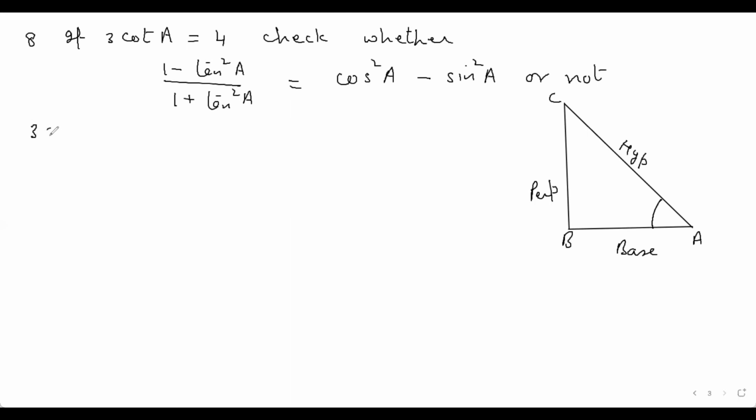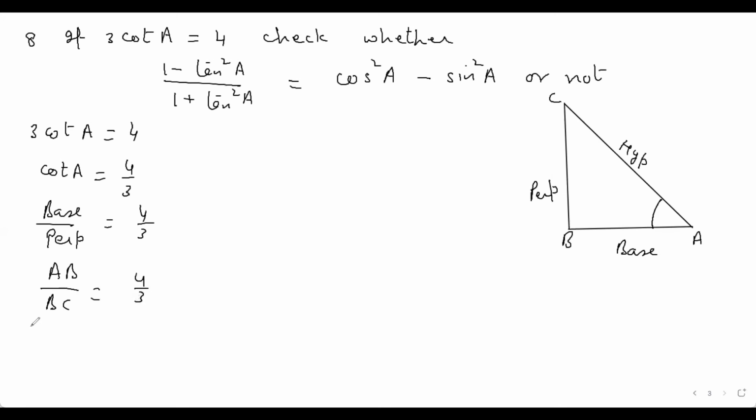Now 3 cot A is equal to 4. It means cot A is equal to 4 by 3. It means base by perpendicular is equal to 4 by 3. It means base is equal to AB and perpendicular is equal to BC, so AB ratio BC is equal to 4 ratio 3. It means AB is equal to 4K and BC is equal to 3K. I am to find AC.